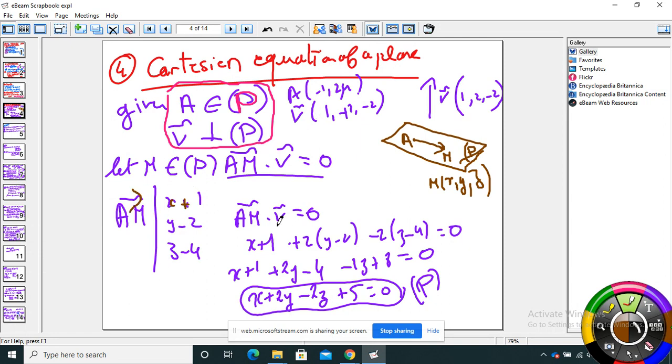Now I will do AM dot V, meaning x prime plus y prime plus z prime. So (x plus 1) times 1, plus 2 times (y minus 2), plus (minus 2) times (z minus 4), is equal to 0. Then you develop, and the final answer is the equation of a plane. It will be in terms of x, y, and z.